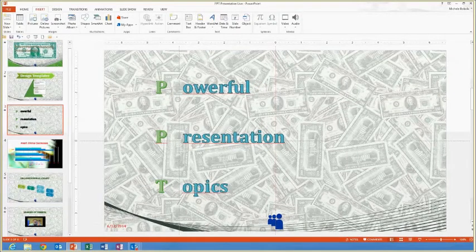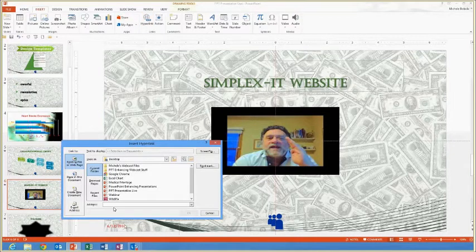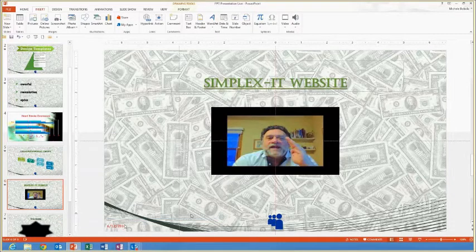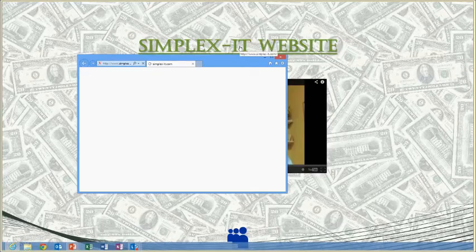When you want to insert hyperlinks, you have to insert a hyperlink to a text, either a text box, a placeholder, a graphic, something. So I'm going to select this placeholder here, and I'm going to go to the hyperlink button on the insert ribbon, and I'm going to insert this to hyperlink to the simplexit.com website. I'm going to hit OK, and then when I do Shift F5, and I want to go to that site, I could click on that link and it would automatically open up the website. And there it is.